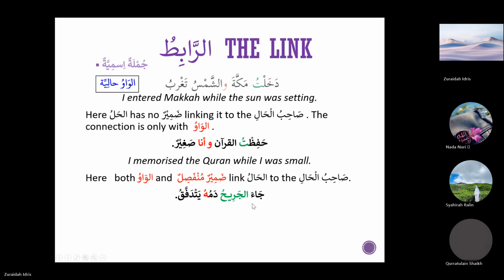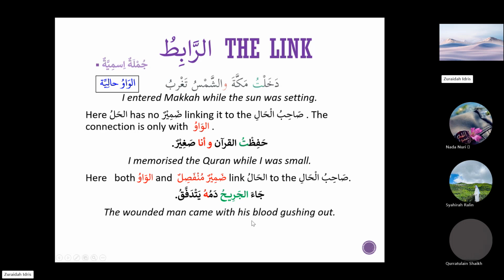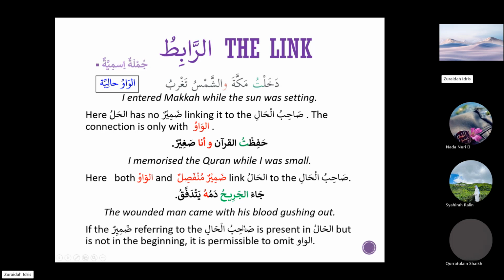And here, the jarih, the one who was bleeding, this is a special case, as I said, where we don't need the waw haliyah, even though this is a jumlah ismiyah. You know why that is? Because there is a dhamir present in the hal. In the previous case, there was no dhamir present in the hal to bring it back. In this case, you have. So that's why the link is there and you don't need the waw anymore. So the wounded man came with his blood gushing out.